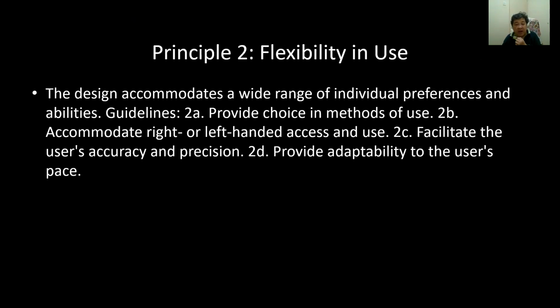So the other principle is flexibility in use, where the design accommodates a wide range of individual preferences and abilities. The guideline is: provide choice in methods of use. So we're going to use it, I don't know how we're going to use it, so you have a choice. You don't have only one way. This includes accommodating right or left-handed access and use, for example.